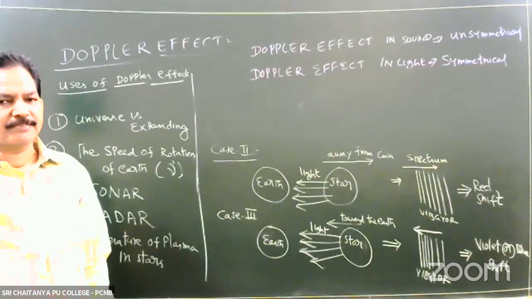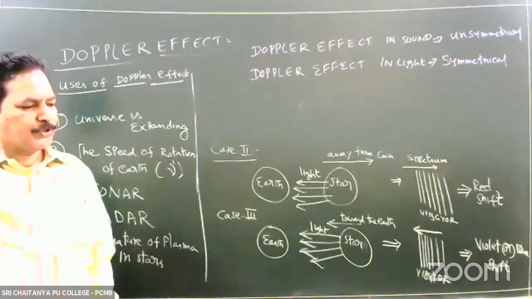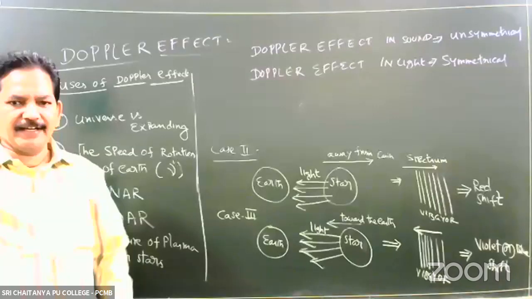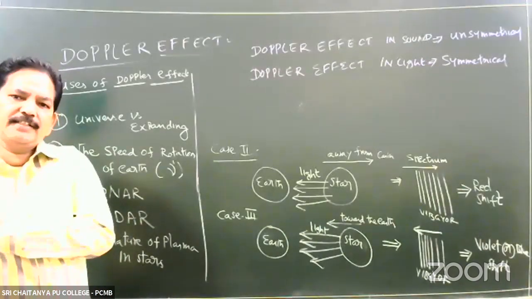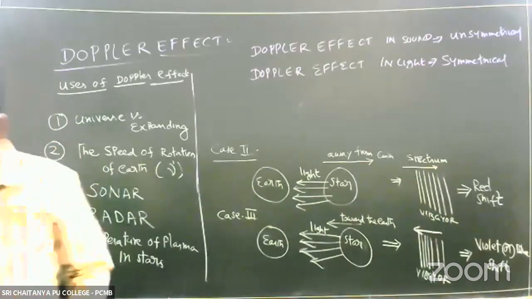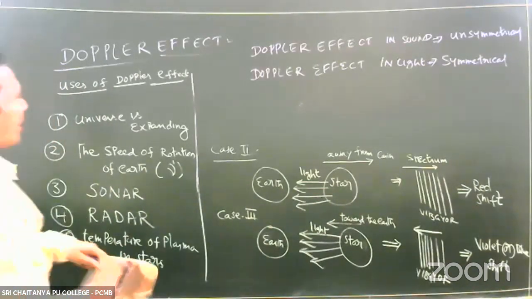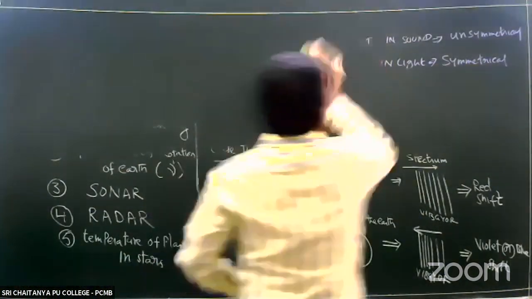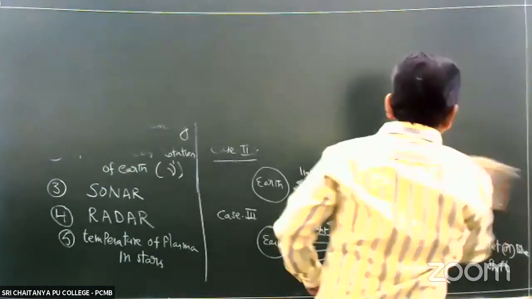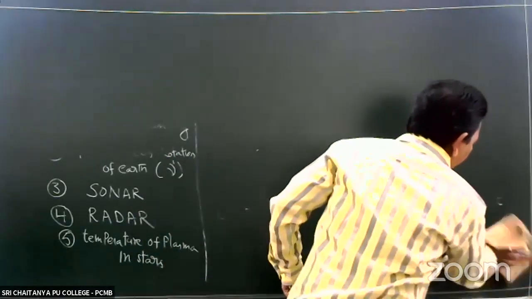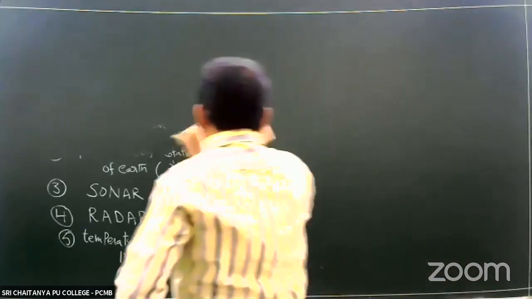So with this, the complete Doppler effect concept is over. Now I am going to go for the interference chapter. Interference, then diffraction, then polarization. So let's see the definition of interference.